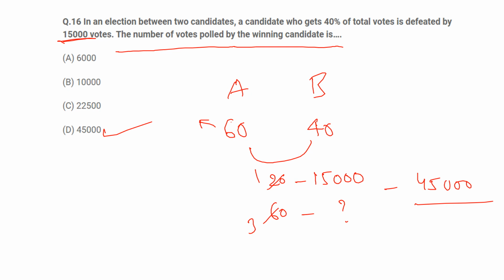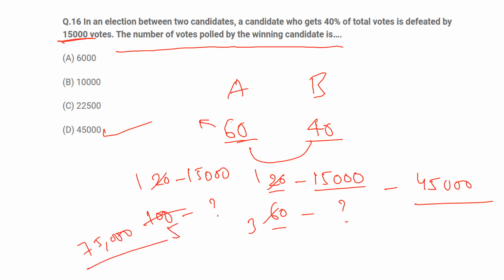You have to understand the question thoroughly, right? How are we doing this? The candidate who is defeated by 15,000 means he got 40% of votes, A got 60% of votes. What is the difference? 20%. 20% means 15,000. So what is 60%, what A got? Then what are the total votes polled? If the question asks what are the total votes polled in this election, then we have to take 100% here, right? 15 into 5 is 75,000. 75,000 are the total votes polled in this election.